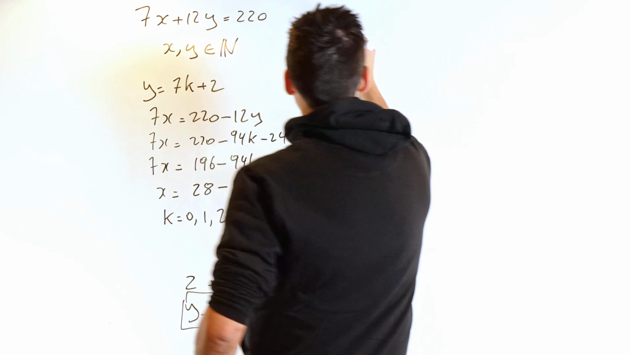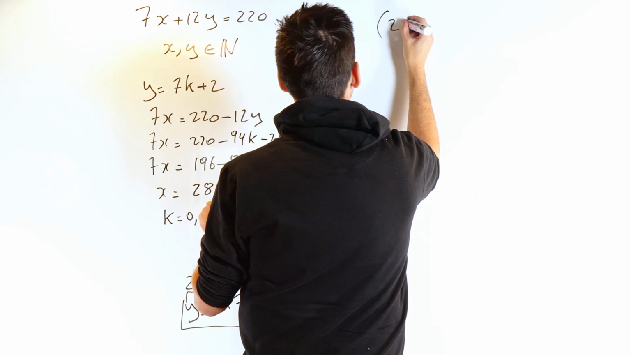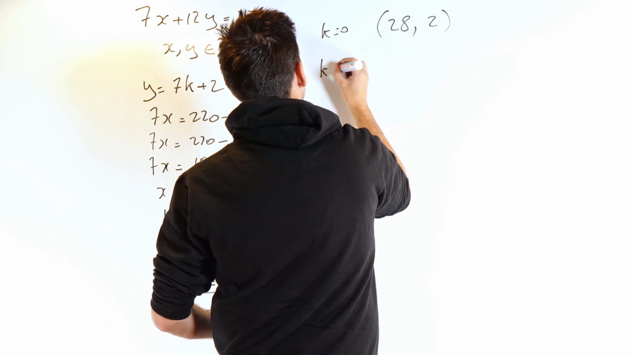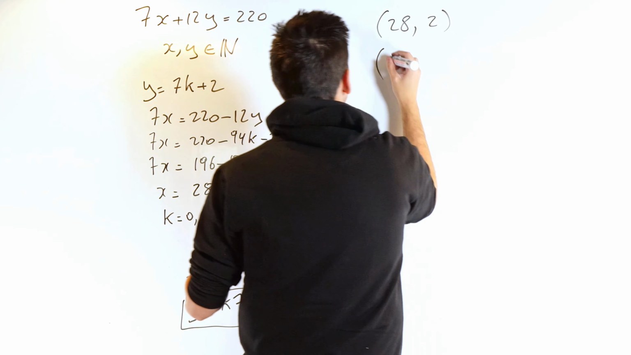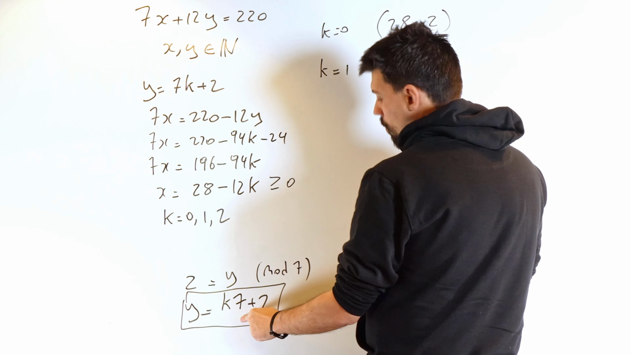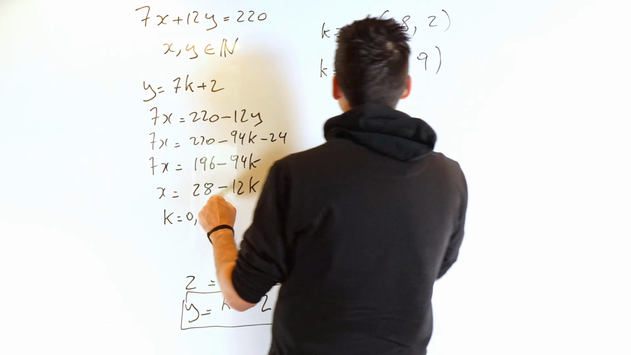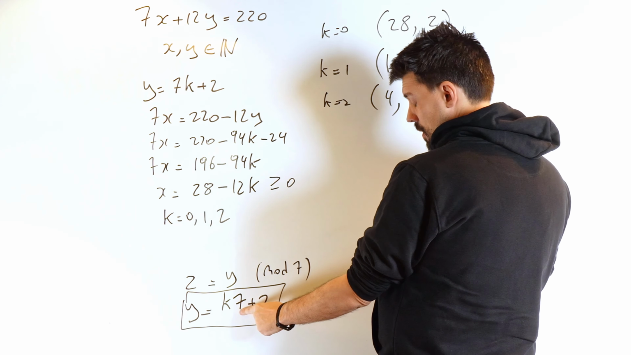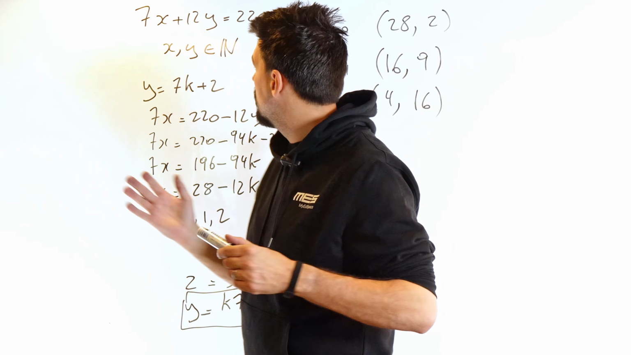So k equals 0. I get x is 28, y is 2. k is 1, x is 16, y is 9. k is 2, we get x is 4, y is 16. And there we go.